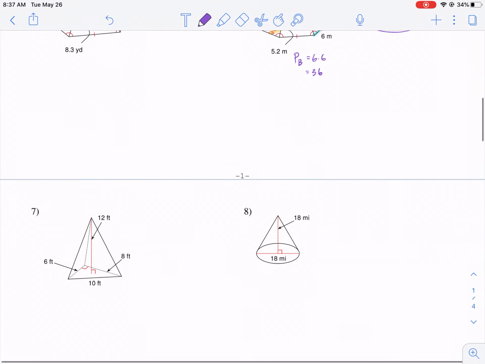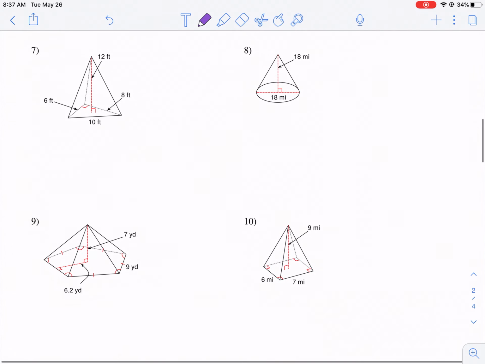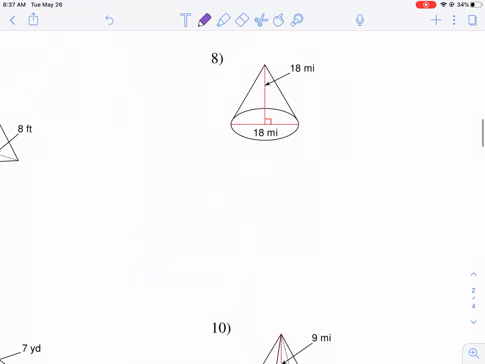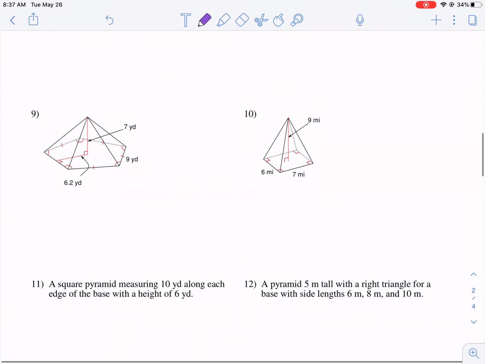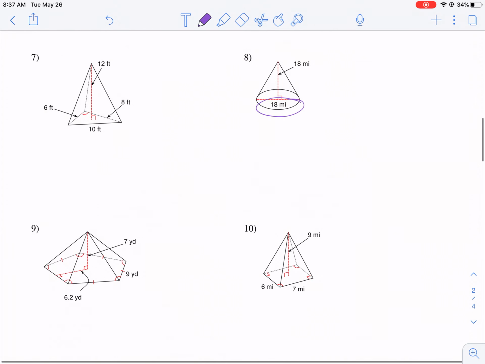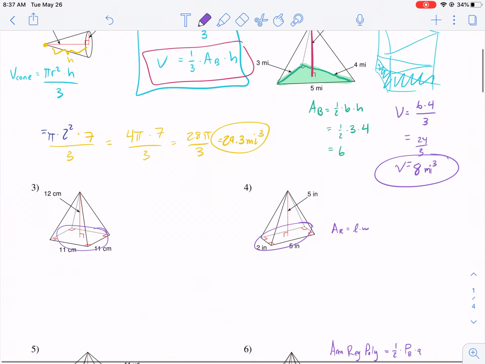So it's really not that bad. All you need to make sure is that you find the right measurements. For number 8, make sure you use the radius and not the diameter. Other than that, this should be pretty straightforward. It's just a matter of calculating and using these formulas.